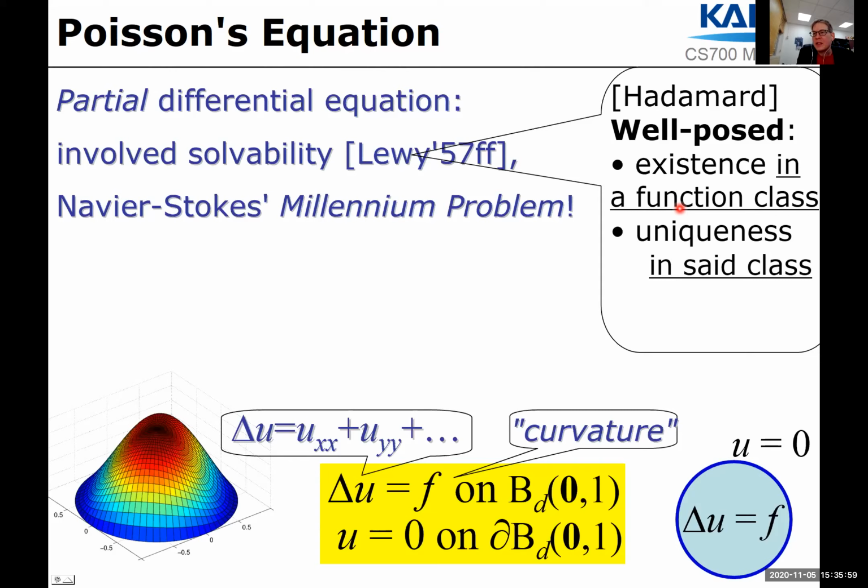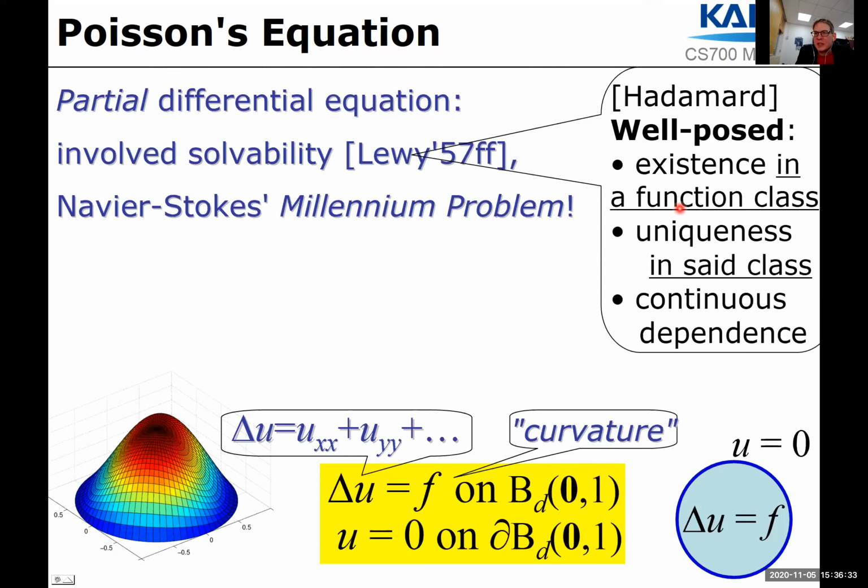The second condition for well-posedness is that the solution should be unique in that class. So if we make the class too small, then we may not have a solution. If we make the class too large, then there might be several solutions. So finding the right class for a given PDE such that the PDE becomes well-posed is actually a common and important mathematical challenge, such as for Navier-Stokes.